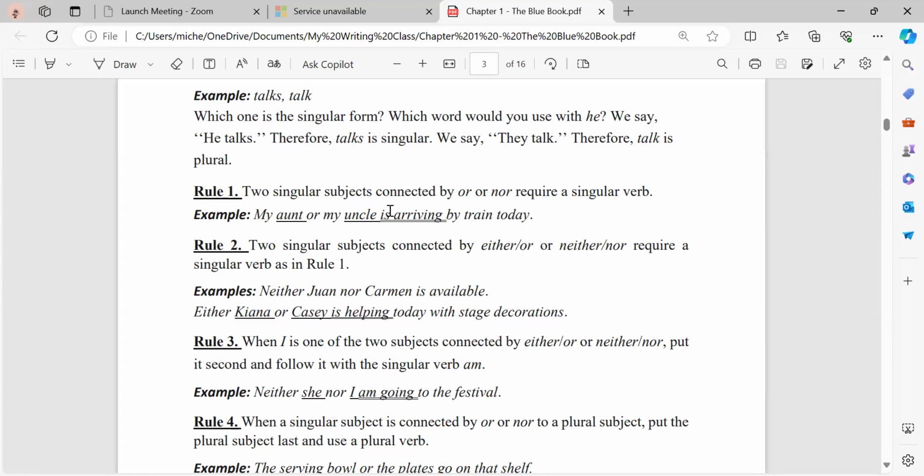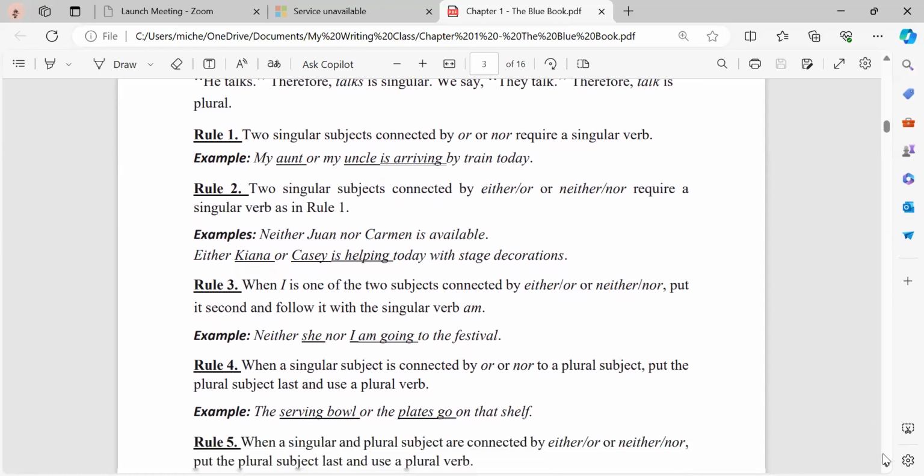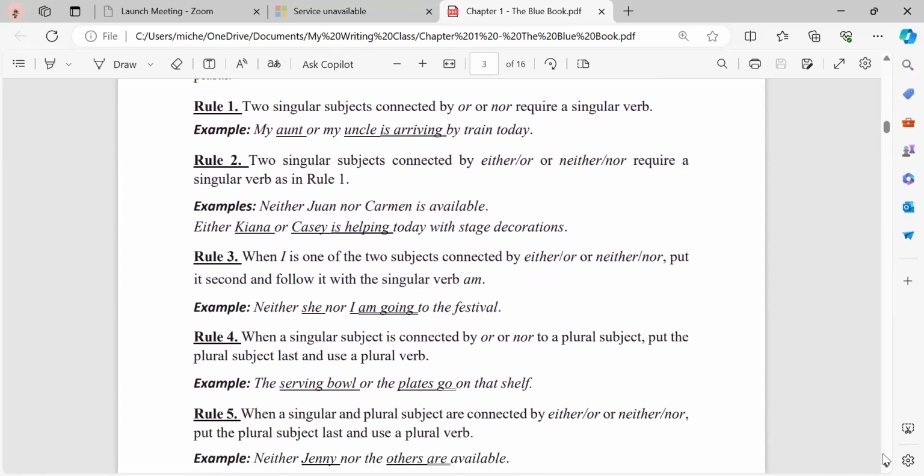So that's why we said is arriving. Once again, is is used for singular subjects, so singular verbs. Is arriving by train today is part of a singular verb. This is a kind of tense that we're going to learn. Okay.